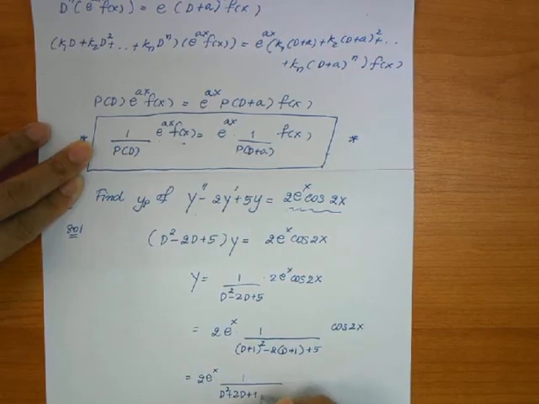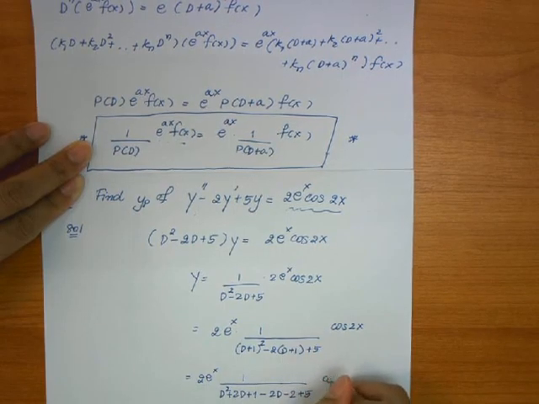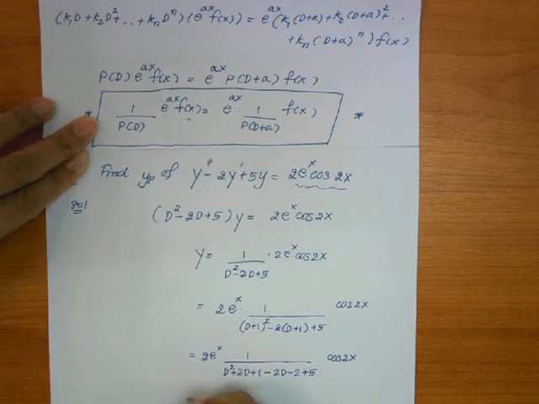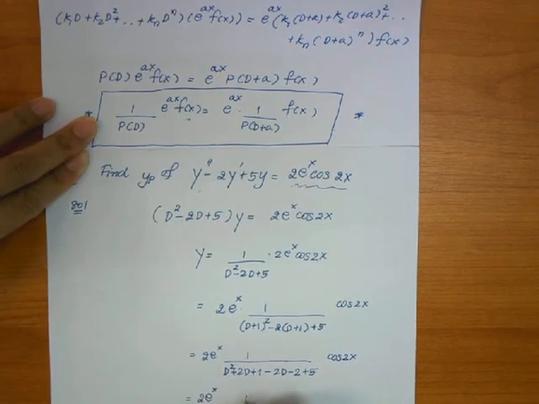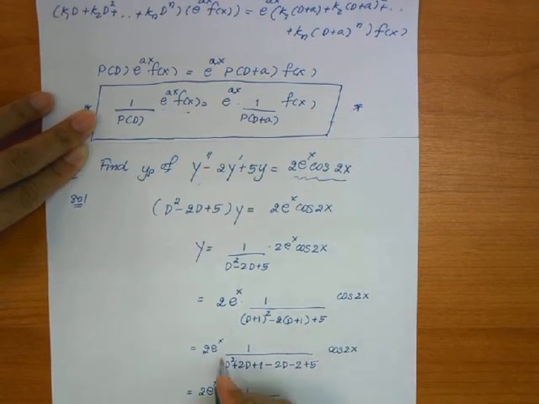Now we just make the denominator term into the form that we can use for our next step. Now we have this square here, and then we have 2D there and minus 2D there. So these two terms cancel out. We have plus 1 minus 2 is equal to minus 1. Minus 1 plus 5 is equal to plus 4.